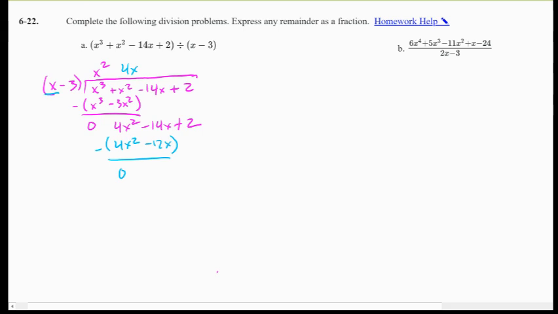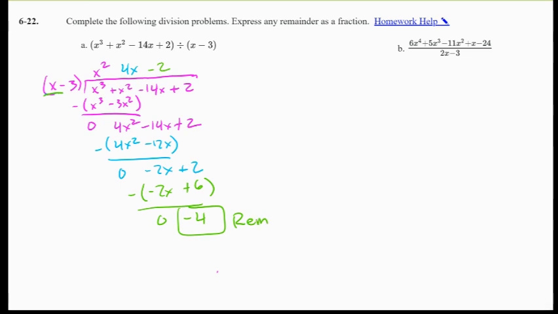So 4x squared minus 4x squared is 0. Negative 14x minus a negative 12x becomes addition, so it is negative 2x. And I bring down this plus 2. And the last time here, I need to multiply x times negative 2 to get negative 2x. Negative 2 times negative 3 is positive 6. Subtract, I get 0. 2 minus 6 is negative 4. And this is my remainder.